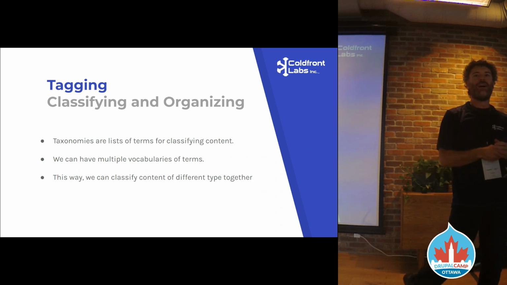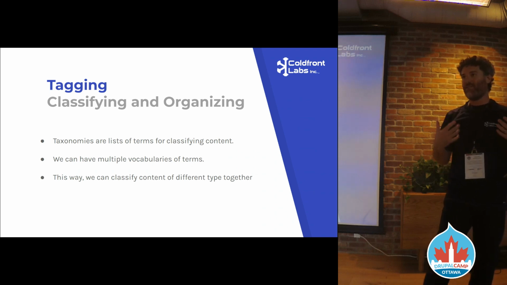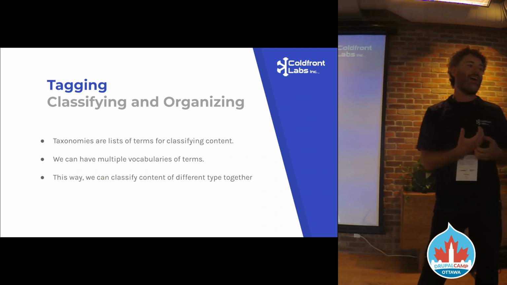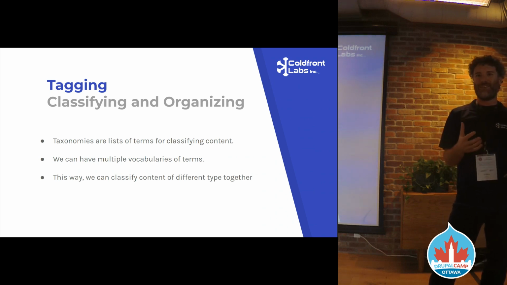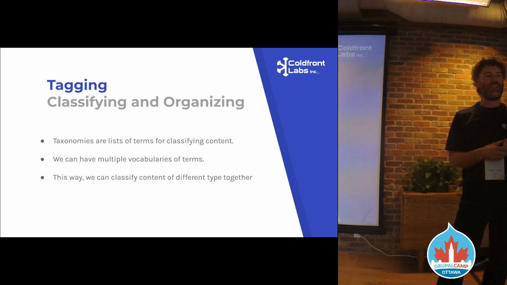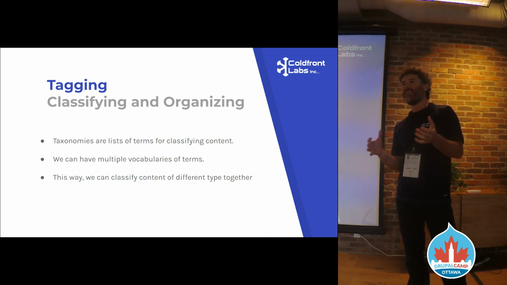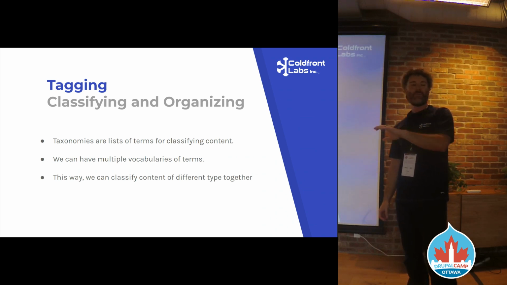We can also classify our different content. We can tag it with other terms or metadata to track things. So we have different vocabularies of terms, different ways that we're going to tag things, and different ways of classifying things. And when we classify things, we can take different types of content and relate them together.